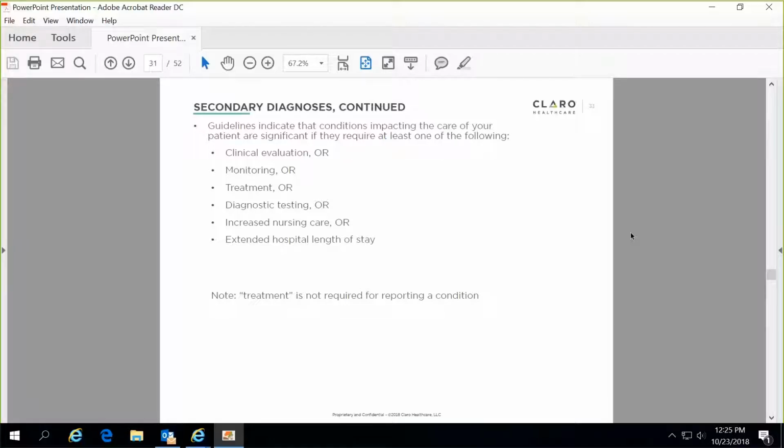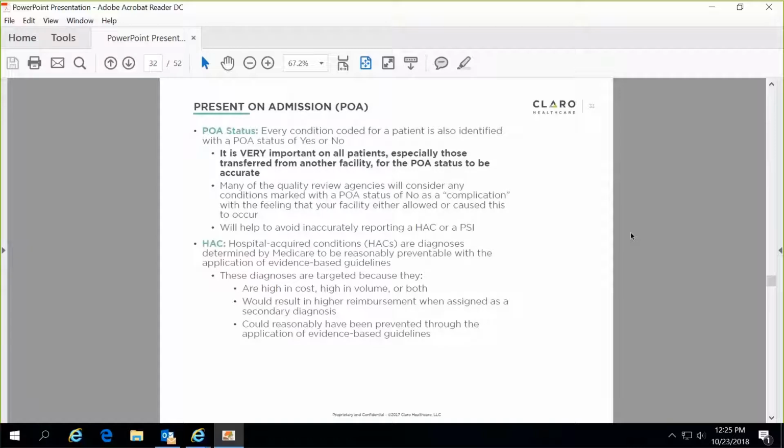POA status is very important because we don't want to assign a hospital-acquired condition, because that deems the hospital responsible for conditions that occur after the patient's admitted. Present on admission means that they brought that baggage in. So that has to be clear. That POA status must be clear, and you may get queries about that too.